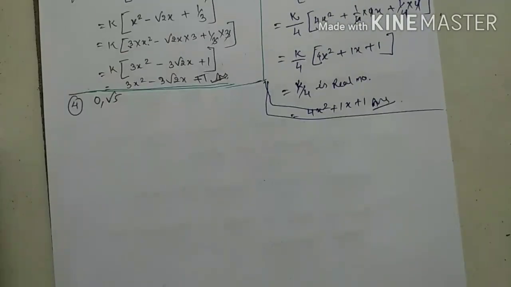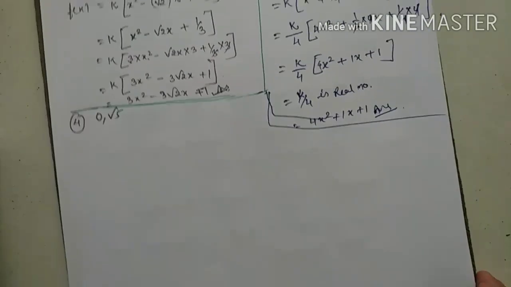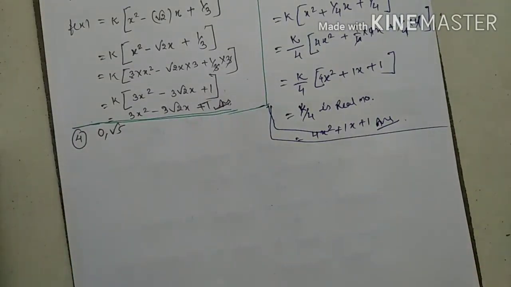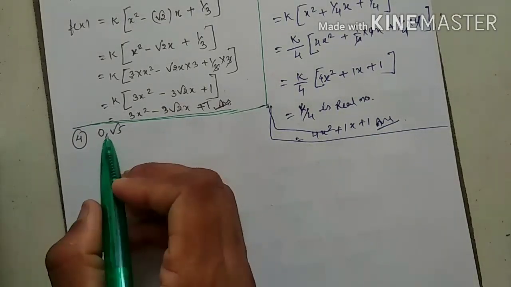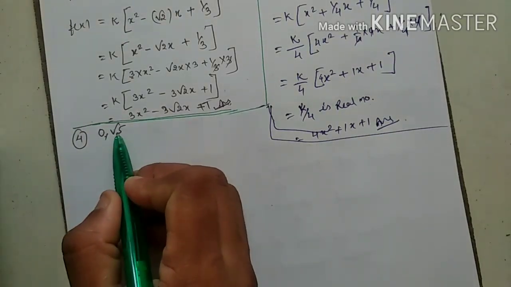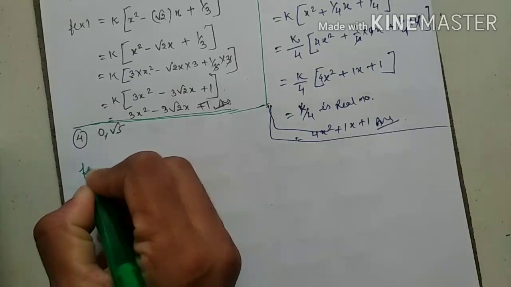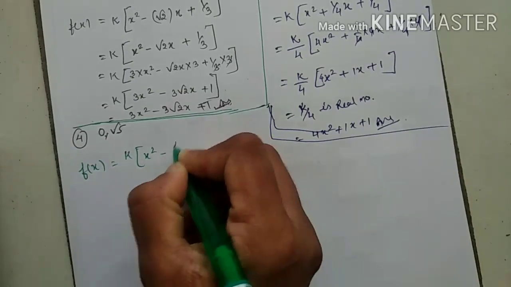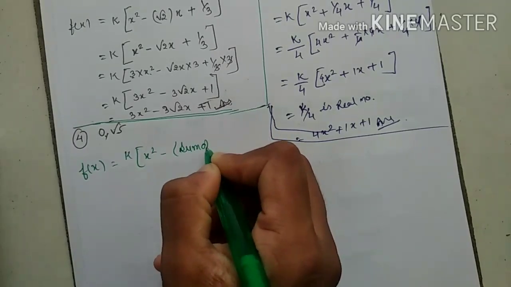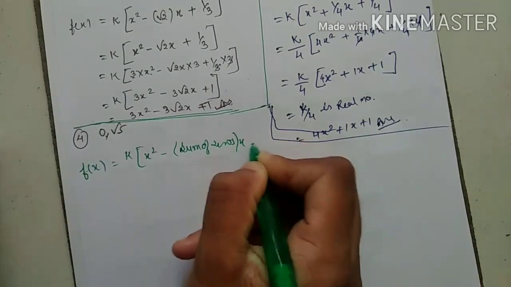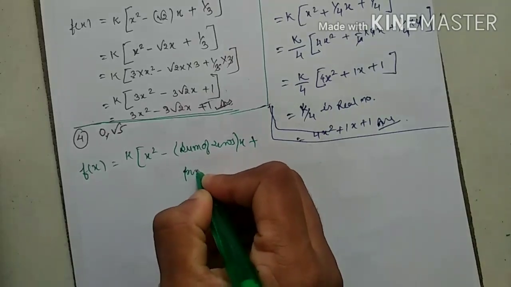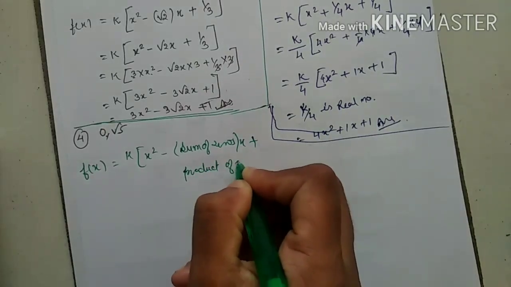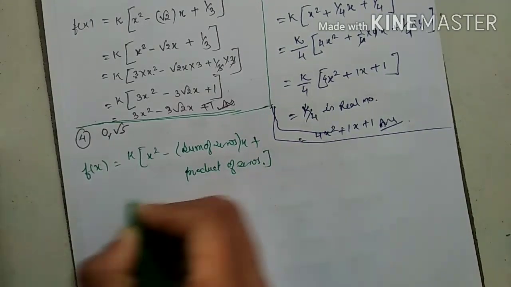Okay, sorry for the inconvenience here. Now 0 and 5, again understand, 0 and 5. It means this is your sum of zeros, and this one is the product of zeros. Apply the same thing, because you have to find the quadratic: k x square minus sum of zeros, you have to learn this formula, okay? Sum of zeros x plus product of zeros. Just apply.